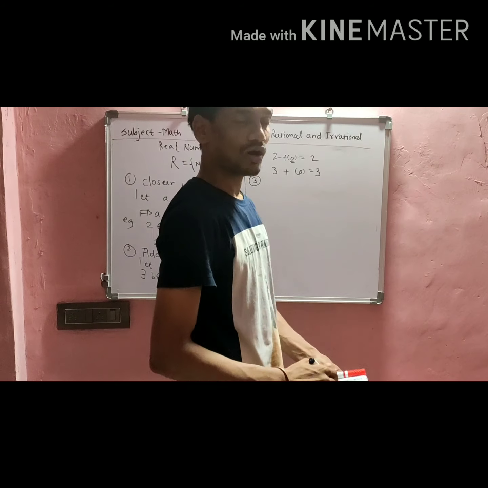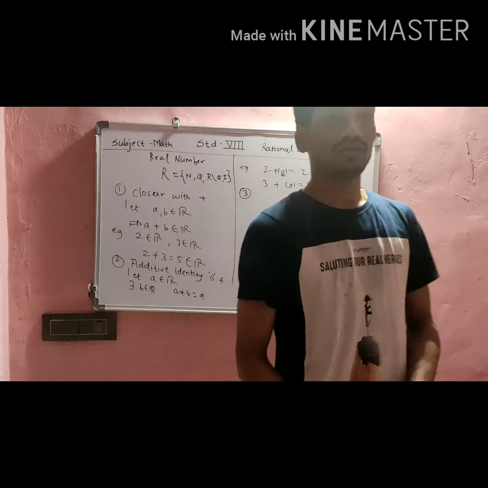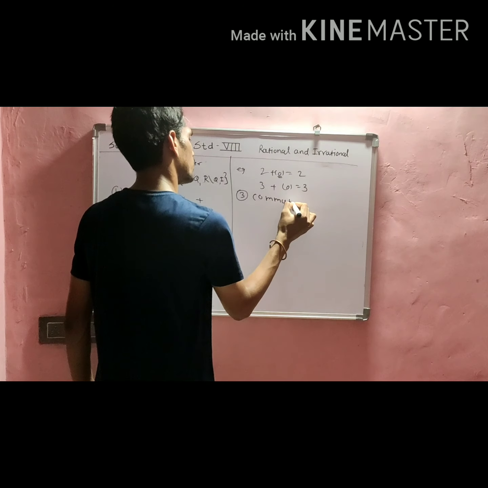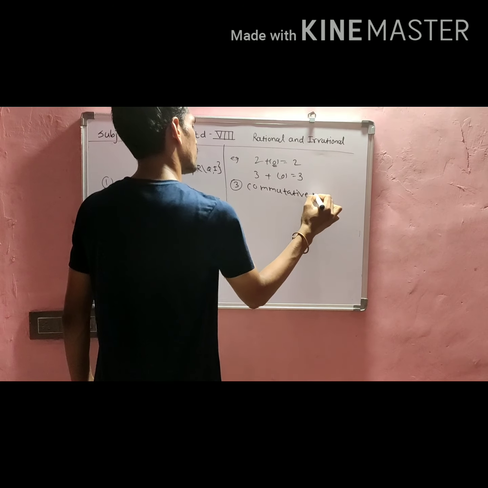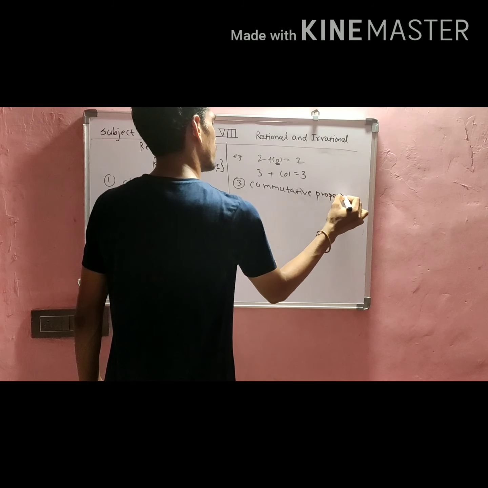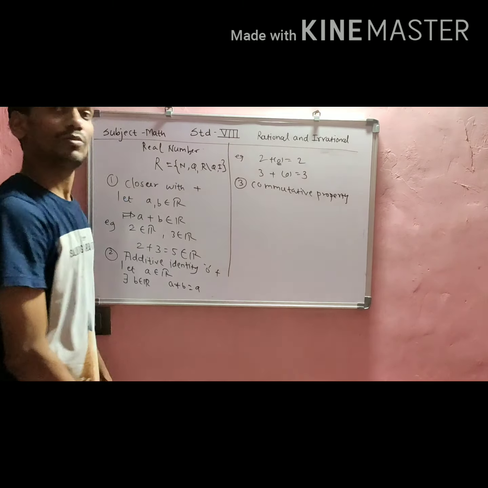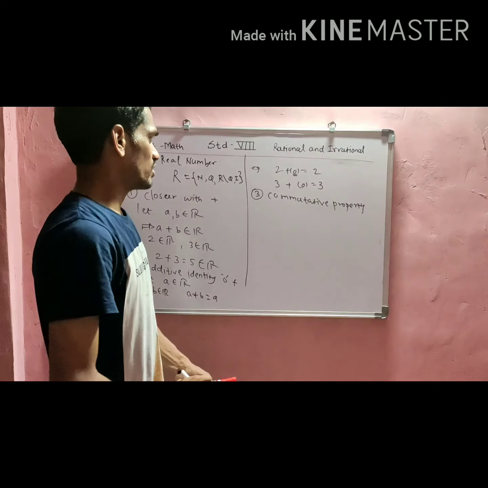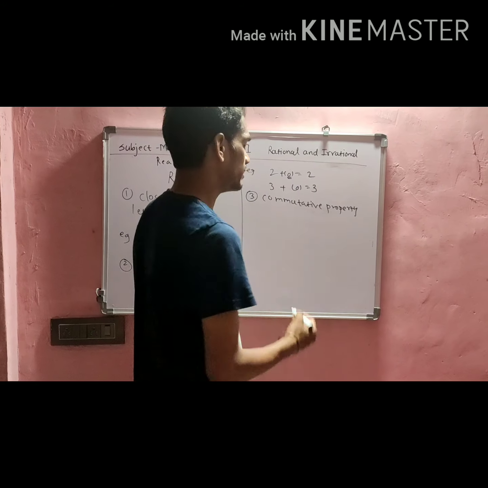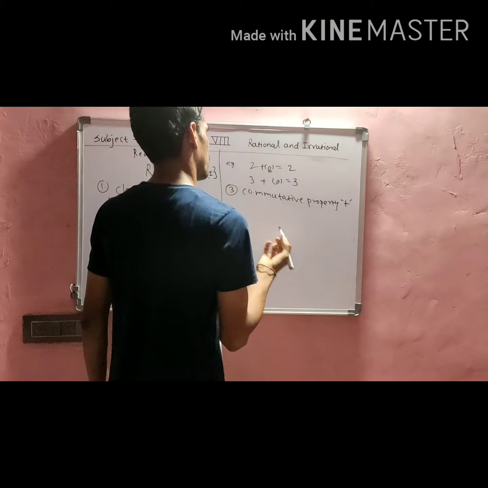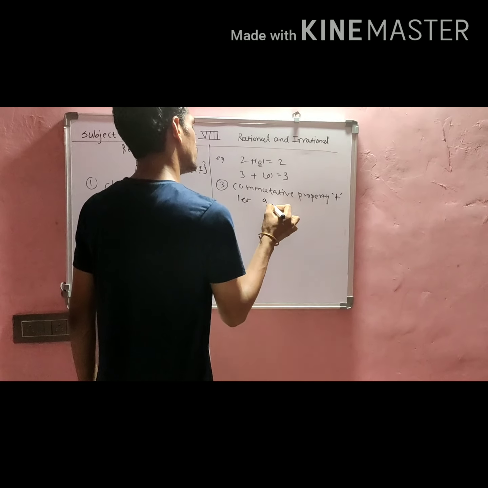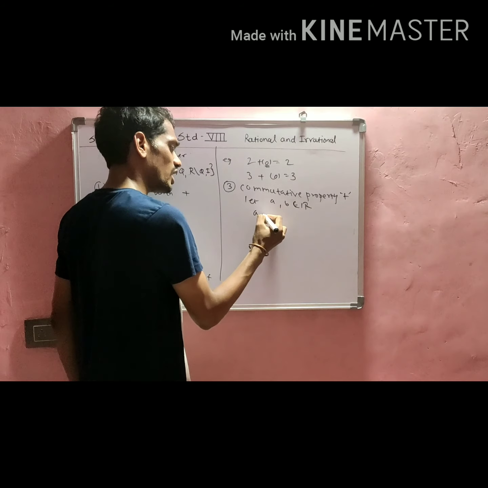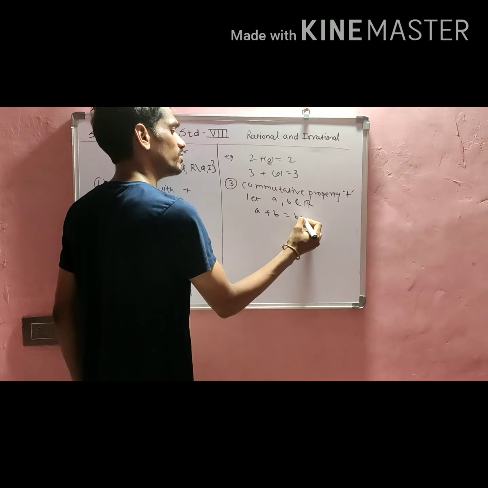Next property is the commutative property. So what is commutative? Commutative means, students, if I take two real numbers, commutative with respect to plus. If I take two real numbers a, b belonging to R, then a plus b should be equal to b plus a.